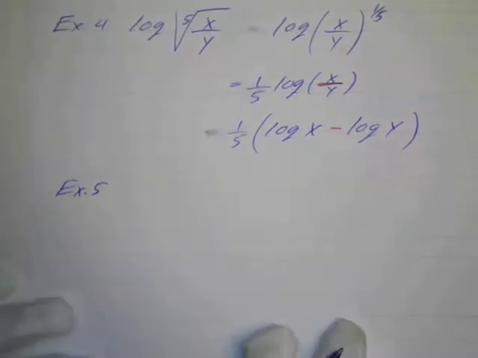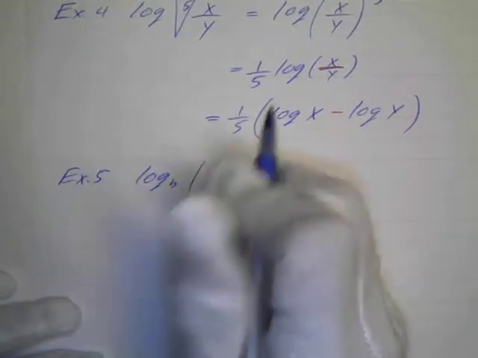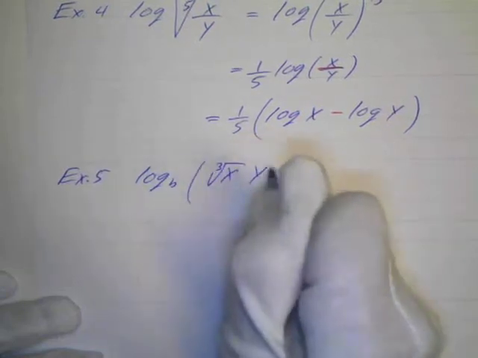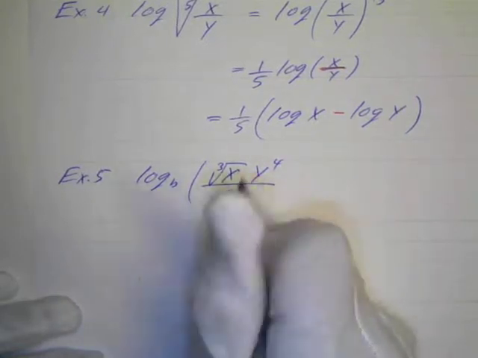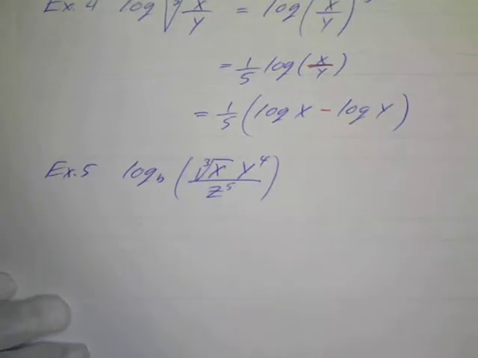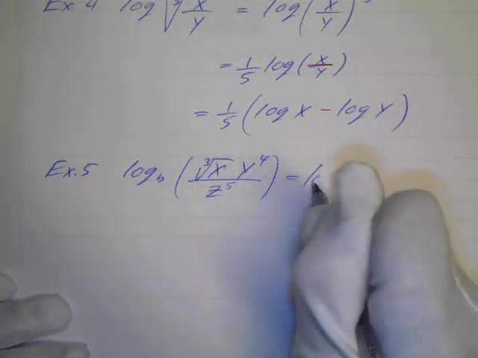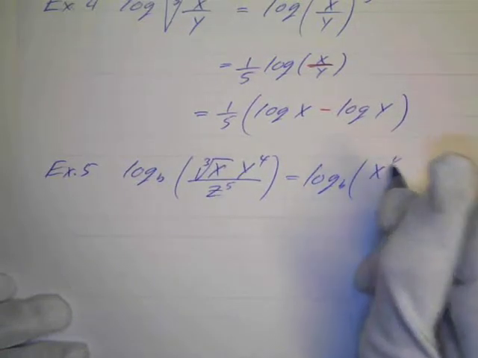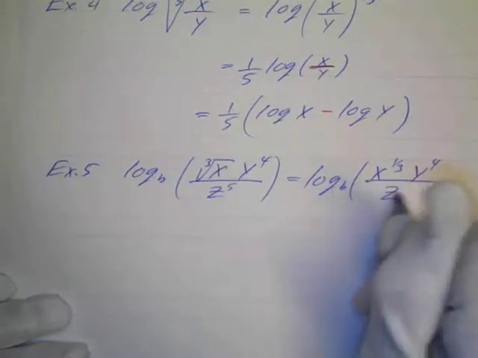Example 5. Log to the base b of the cube root of x times y to the 4th all over z to the 5th. And the first thing I want to do is rewrite this as a power. Cube root is 1/3, so I'll rewrite this as log to the base b of x to the 1/3 y to the 4th all over z to the 5th.